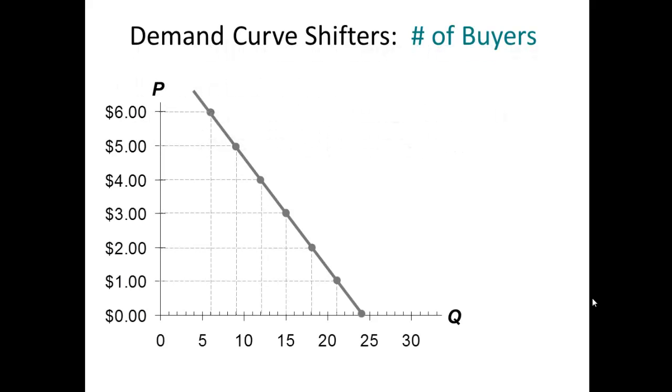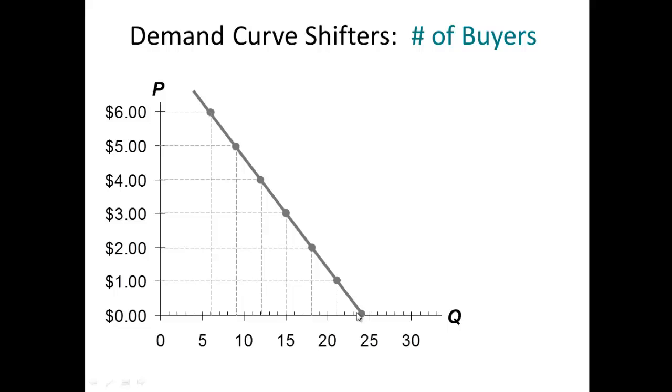And what we see here is that if we started out here, we have the market demand curve for lattes from our previous lecture. At $6, as you can see, 6 individuals want the lattes. At $5, 9 people. At $4, you have 12. At $3, you have 15. At $2, you have 18. At $1, you have 21. And when it's free, you have 24.